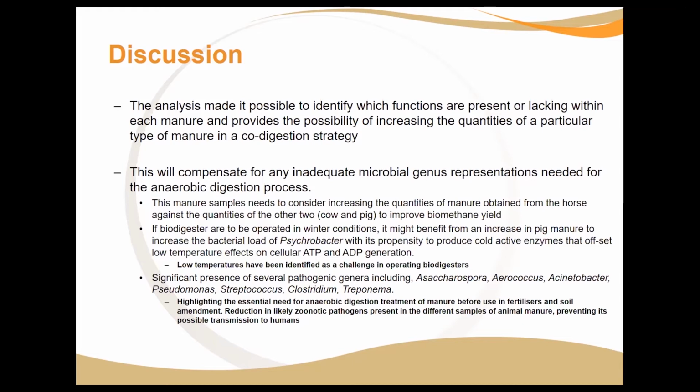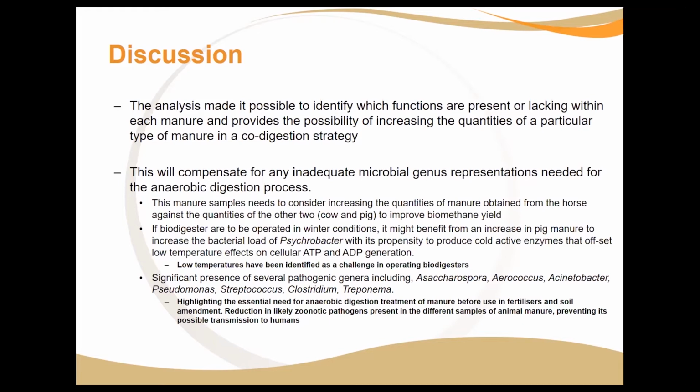And it also has to do with the physiology of the pig and the need for it to be able to maintain its metabolic activities during the winter months, noting that the pig naturally has a lot of fat on it. So we will most often find the Cyclobacter microorganism within its GIT. So the implication is at any point in time that winter sets in, we can use this to help ameliorate the effect that low temperature brings to metabolism and the production of ATP in the biodigesters.